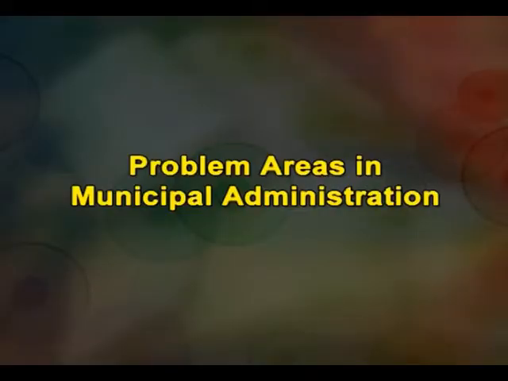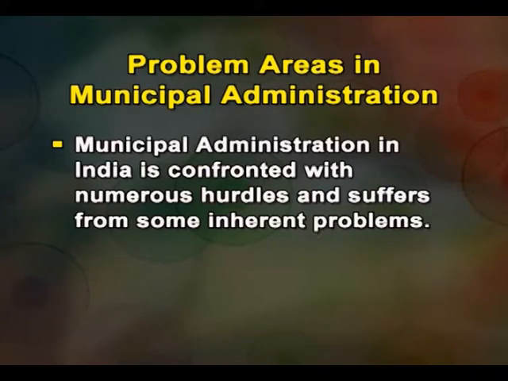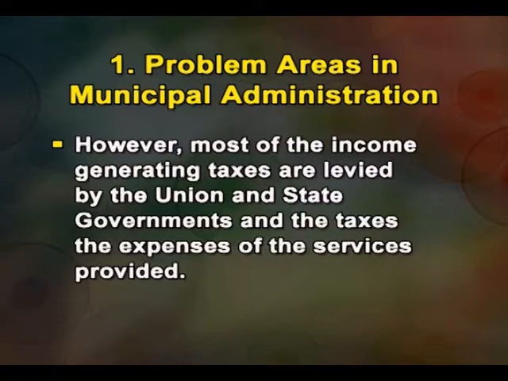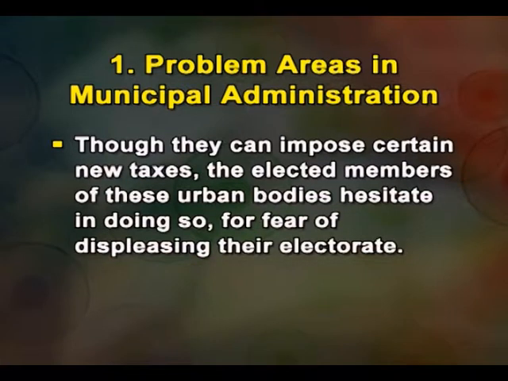Areas of administrative problems in municipalities: municipal administration in India has been confronted with numerous hurdles and suffers from inherent problems. Number 1, the first important aspect is finance. The chief source of income is various types of taxes. However, most of the income generating taxes are levied by the Union and state governments, who provide the tax services and collect the taxes. Though they can impose new taxes, the elected members of the urban local bodies fear displeasing their electorate. So the Government of India is collecting taxes, state governments are collecting taxes. If the municipality imposes different types of taxes, then it is going to be a problem. That is why the local bodies fear imposing taxes.